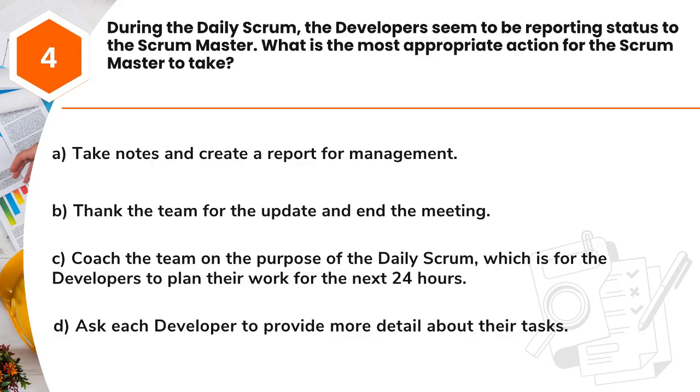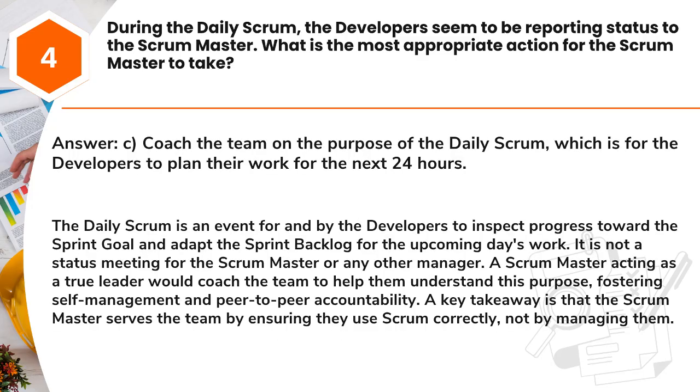Question 4. During the daily Scrum, the developers seem to be reporting status to the Scrum Master. What is the most appropriate action for the Scrum Master to take? A. Take notes and create a report for management. B. Thank the team for the update and end the meeting. C. Coach the team on the purpose of the daily Scrum, which is for the developers to plan their work for the next 24 hours. D. Ask each developer to provide more detail about their tasks. Answer: C. Coach the team on the purpose of the daily Scrum, which is for the developers to plan their work for the next 24 hours.